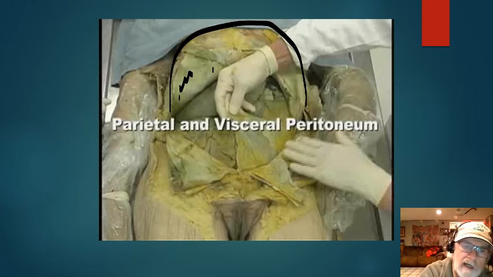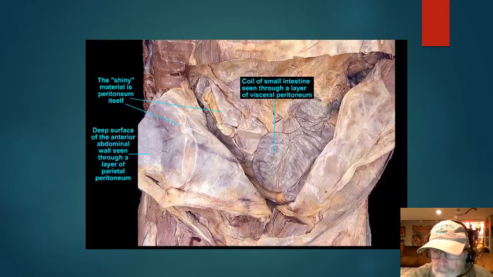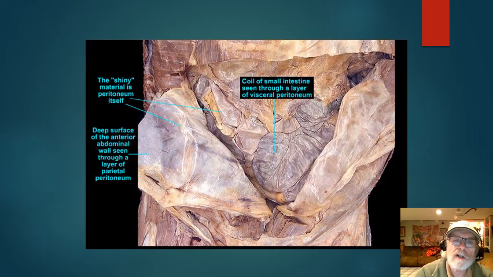Once it gets to the back, it covers all the organs. So here's the liver. You see a little liver right there, some intestines in there and stuff like that. And the membrane that covers the organs itself would be called the visceral peritoneum. The visceral peritoneum.